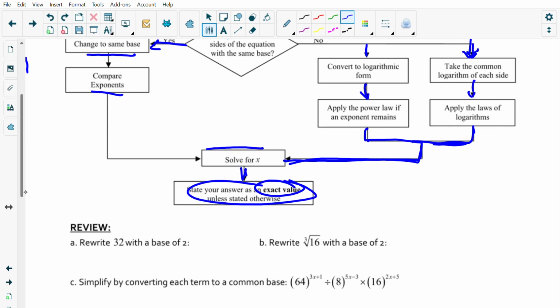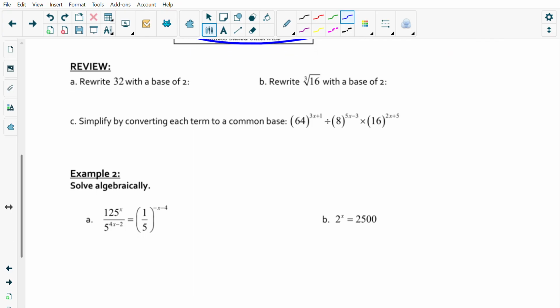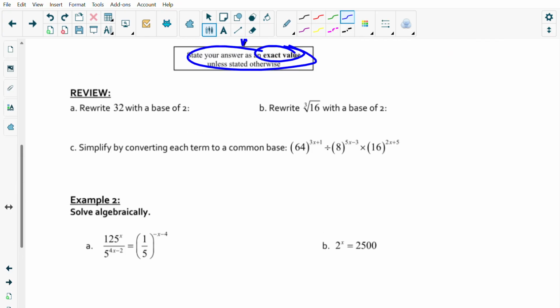State it as an exact value unless we say otherwise, okay? Quick review here. Write 32 with a base of 2, so we know that's 2 to the 5th. Write the cube root of 16 with a base of 2, so that's the cube root of 2 to the 4th, which is 2 to the 4/3. Simplify by converting each term to a common base, so more review.